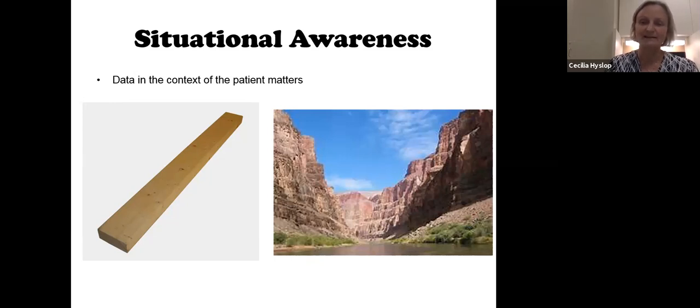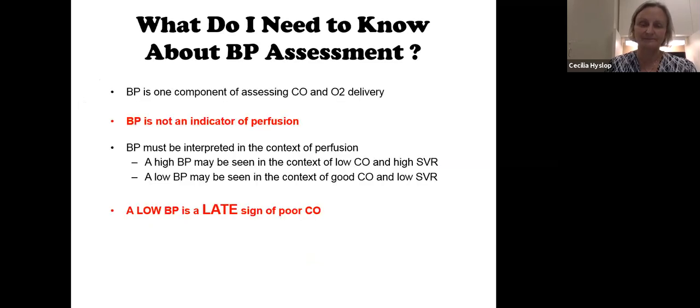So we have to understand the specifics about that patient and the context of that patient, how they were yesterday, what the surgical repair was. For tetralogy of Fallot, do they have a very stiff right ventricle, a thick wall, or were they a tetralogy without so much diastolic dysfunction? So what do I need to know about blood pressure assessment? When I was in nursing school, we were always taught to do blood pressure.